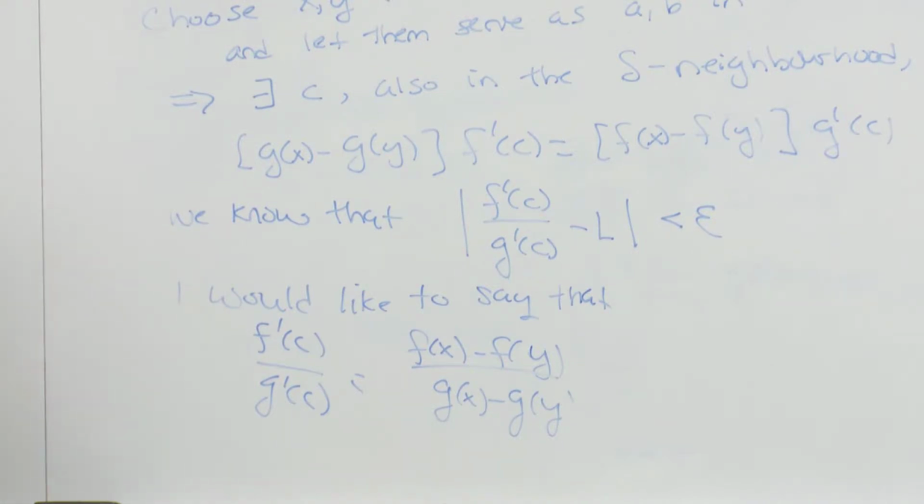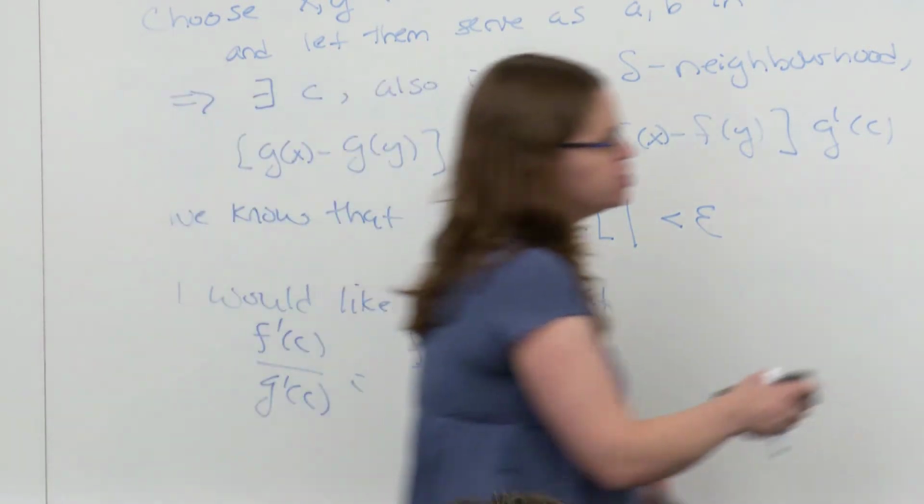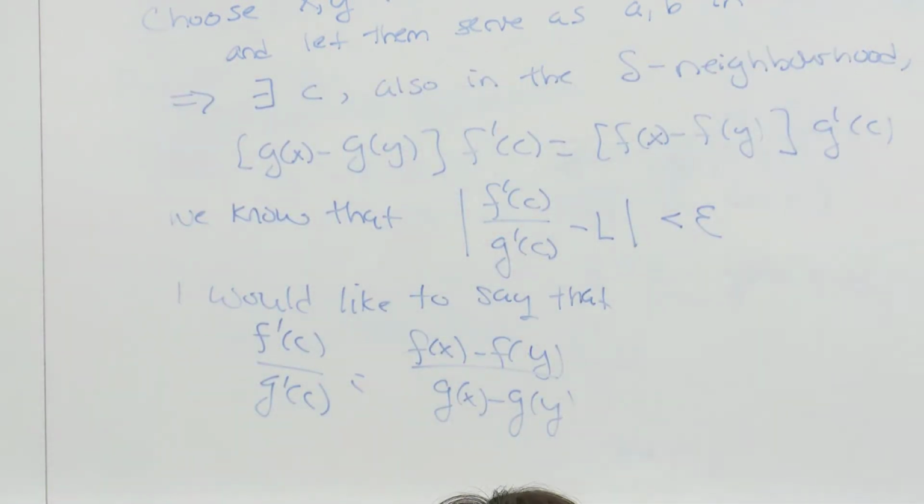We're worried that we're going to divide by 0. So we've got to think about this a little bit. Is there any danger that we're going to divide by 0? If g of x is equal to g of y, I might divide by 0. Exactly.